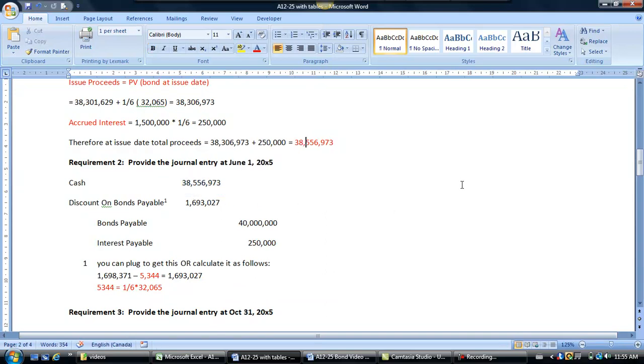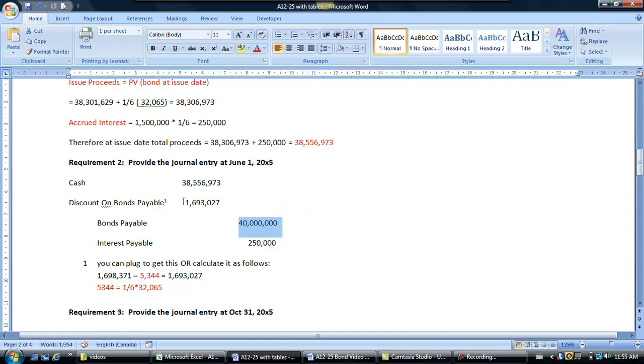So requirement 2 asks you to make the journal entry at the issue date, which is your cash that you calculated in requirement 1. You know that the bond payable liability is $40 million, and the interest payable that the issuer will book, this is bridal, is $250,000. So they're going to owe you $250,000, which is going to be part of the $1.5 million payment at the next interest payment date, which is going to be October 31st.